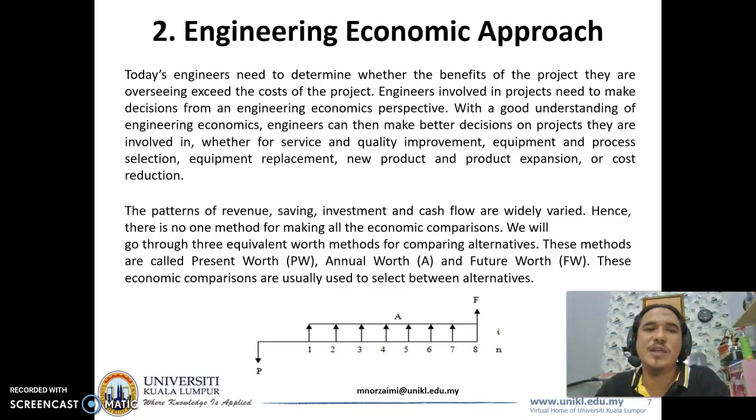So we will go through three equivalent worth methods in this calculation. These methods are called present worth, PW, annual worth, A, and future worth, FW. This economic comparison is usually used to select between alternatives. We have two alternatives, we have two suppliers. So which supplier do we want to use? We will apply the CFD, cash flow diagram, to evaluate the situation based on PW, present worth, A, annual worth, and future worth.